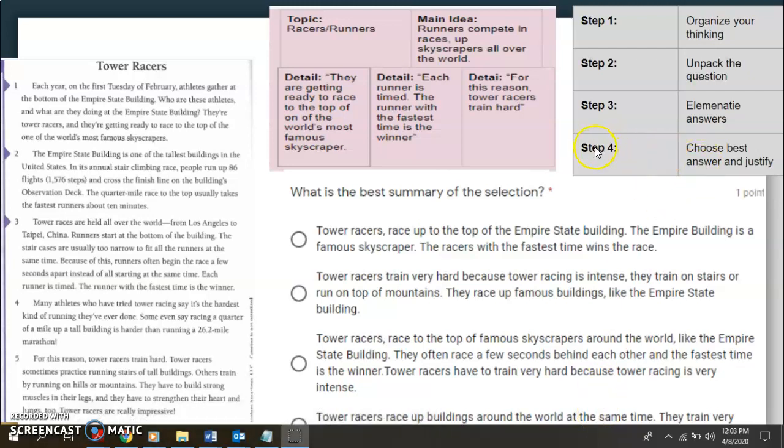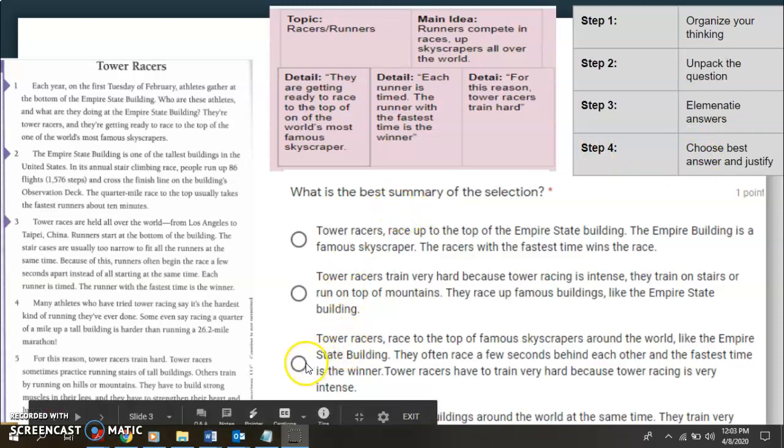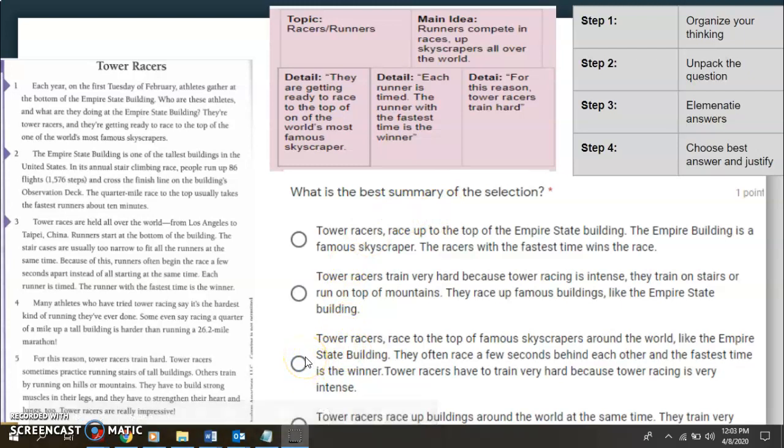So now I'm going to do step 4, choose the best answer and justify. Looking at all of these answer choices, C was my best and most logical answer because it states the main idea, it has 3 important details, and it's in logical order. So my best answer is C.